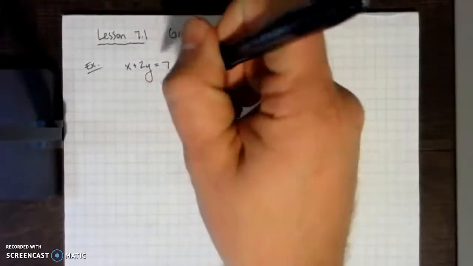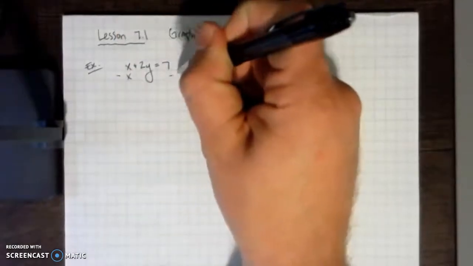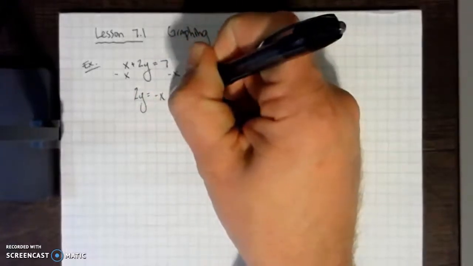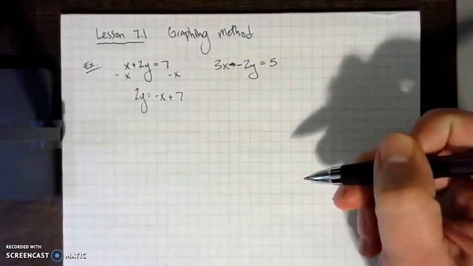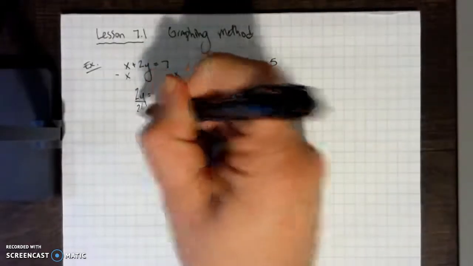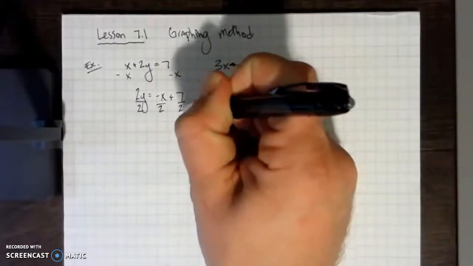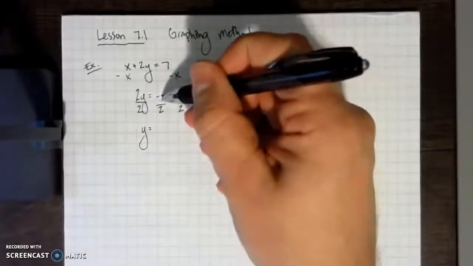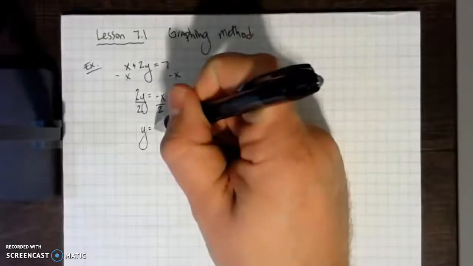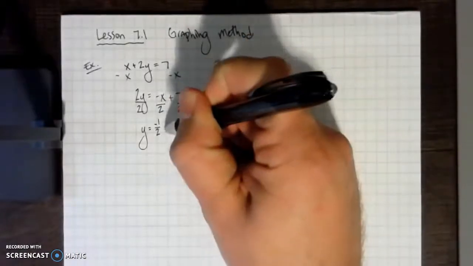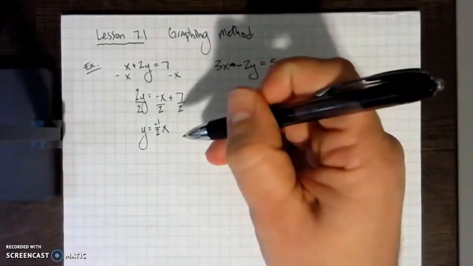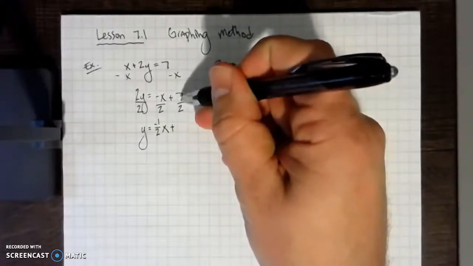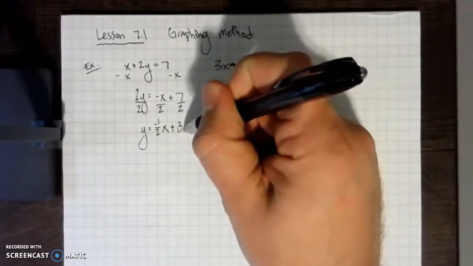I need y by itself, so subtract x to the other side. 2y equals negative x plus 7. Then divide by 2. I want to do that to each term so that we get 1y equals, now remember this is a negative 1x, so this is negative 1/2 x, plus 7 divided by 2, which would be 3.5.